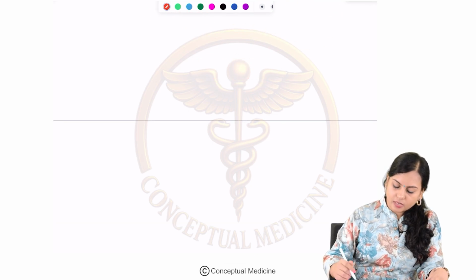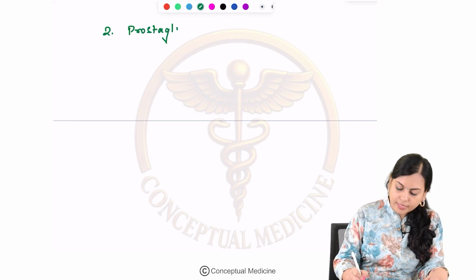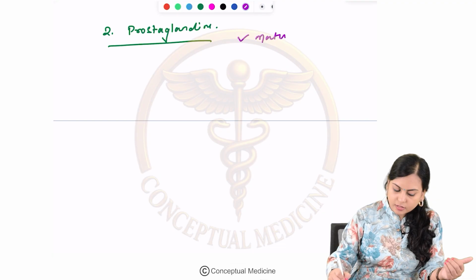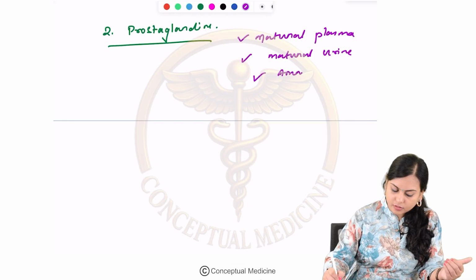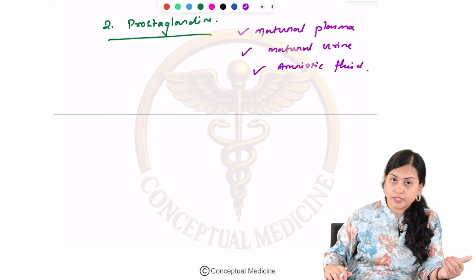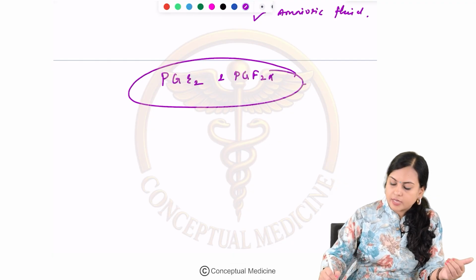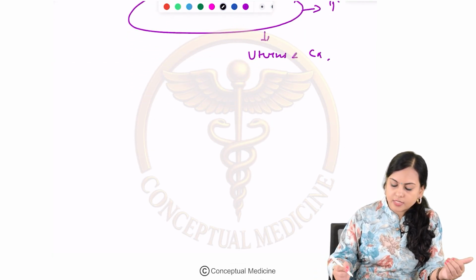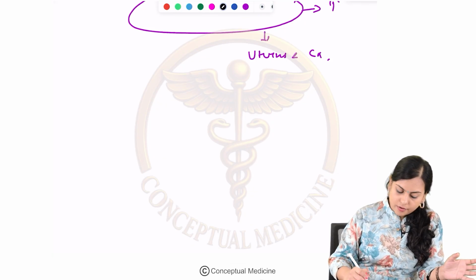Yes. Now, we will see the next important hormone, prostaglandins. See, the levels are seen increased in the maternal plasma, maternal urine and amniotic fluid. And we already know the receptors of prostaglandin E2 and prostaglandin F2 alpha are increasingly expressed in the uterus as well as cervix. So, that is why when you administer prostaglandins through any of the routes, it is going to cause miscarriage.